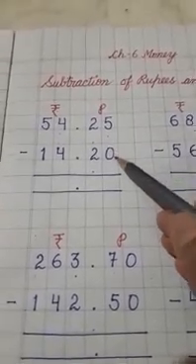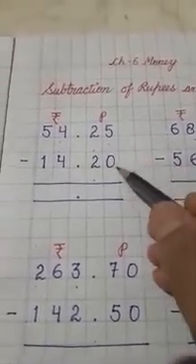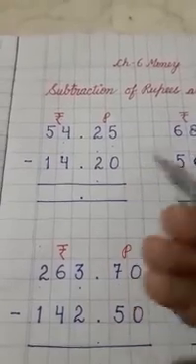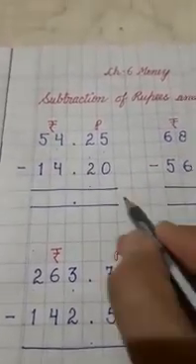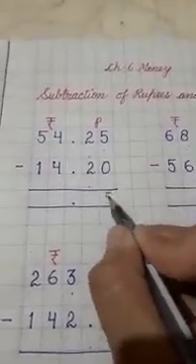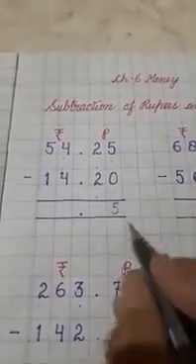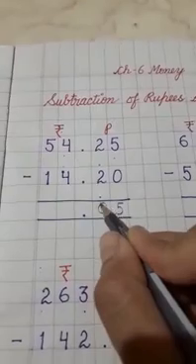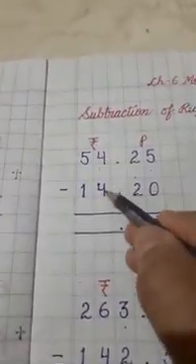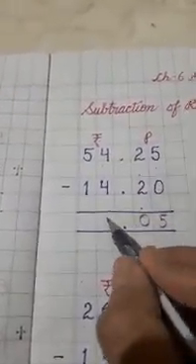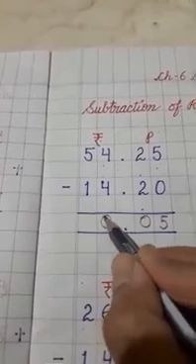5 minus 0. 0 has no value, so we have to subtract nothing from 5. So 5 is there. Now 2 minus 2. 2 minus 2 is 0. Now 4 minus 4. All the numbers go, that is why we will write 0.